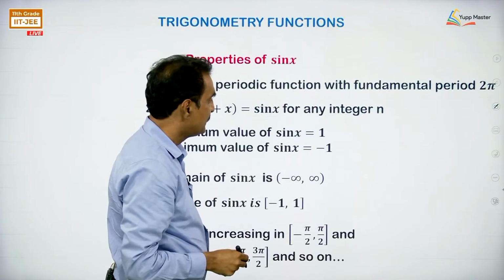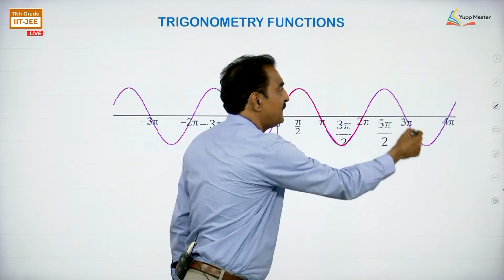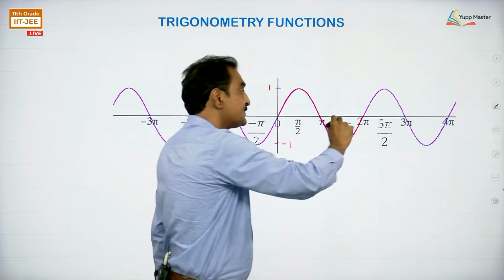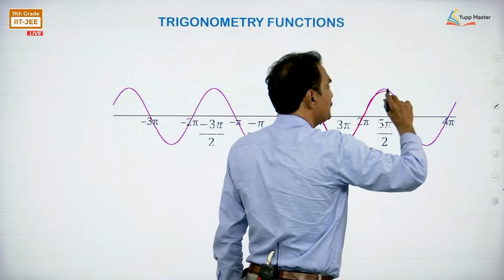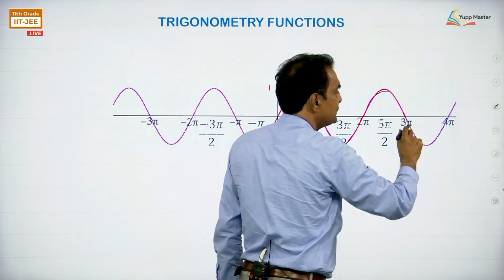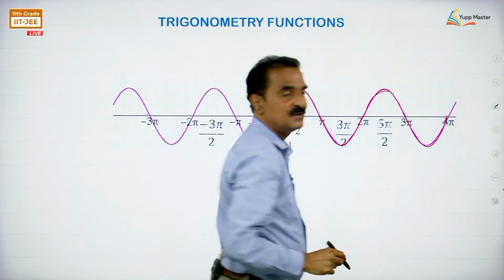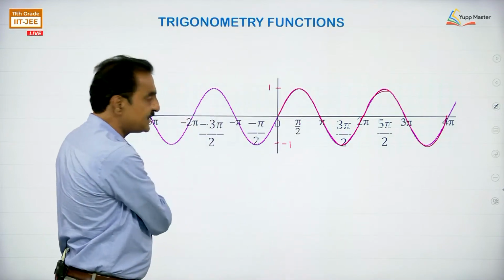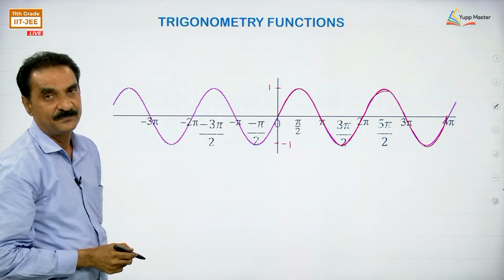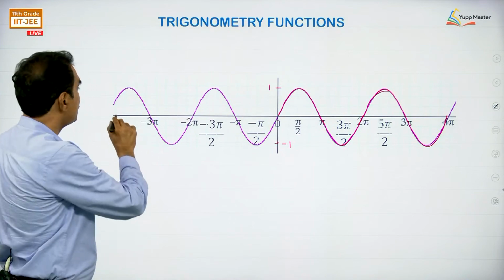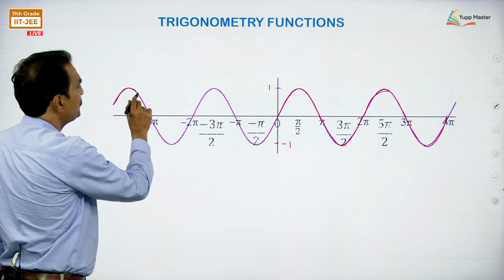So, the same graph will repeat from there. Again starting from 0, it increases till 1 and decreases till -1, then increases till 0. And on the left side also the same graph will continue. Okay. So, this is the graph of y is equal to sin x.